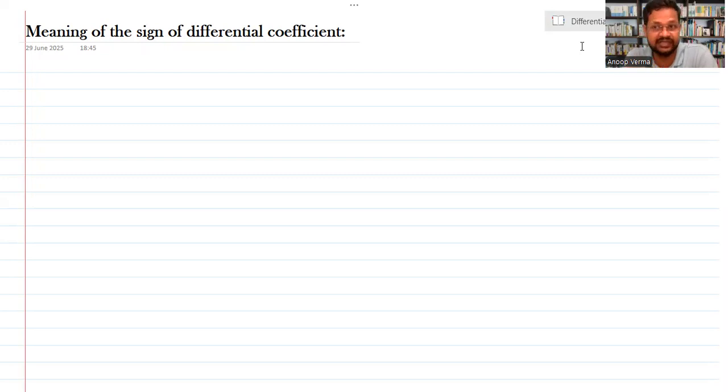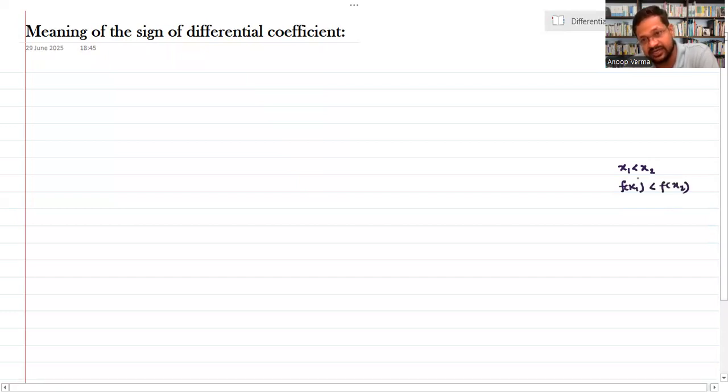If the function is increasing, it means at any point, if we move a little bit to the right, when x is increasing, then the value of the function should be increasing. It means if x1 is lesser than x2, then the value of the function at x1 should be lesser than the value at x2. That is why we call this function increasing.